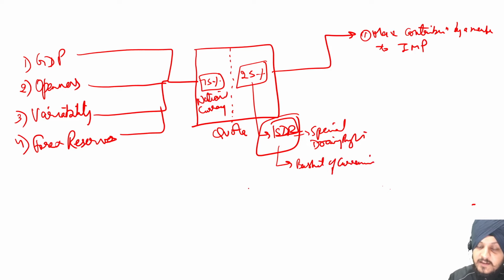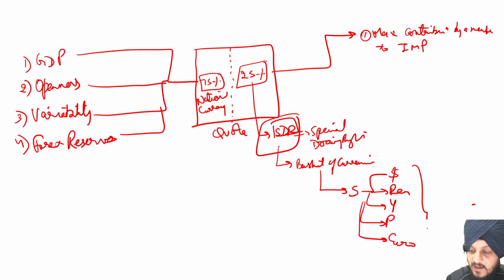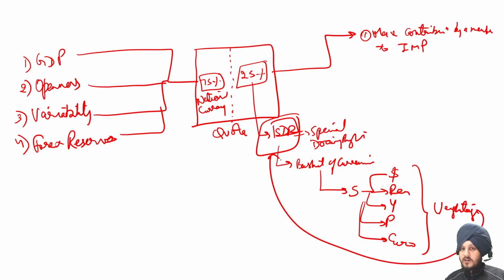So SDR itself is not a currency, it is a basket of currencies. Which currencies are included under SDR? There are five currencies: the dollar, the Chinese renminbi, the Japanese yen, the pound sterling, and the euro. These currencies have been assigned different weightage, on the basis of which the SDR's value is determined. So that's how the different countries or members, while joining, have to contribute a certain amount of currencies or contribution as a part of their quota.